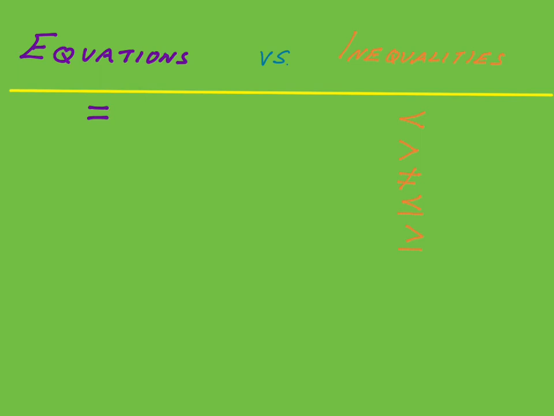Equations have an equal sign and take on forms such as this. 3x plus 5 is equal to 11. And we can solve equations. Inequalities will take on the form 3x plus 5 is less than 11. Now, where equations have only one answer, so in this case, x is equal to 2 would be the solution to this equation. Over on the other side, with inequalities, any number less than 2 would work.